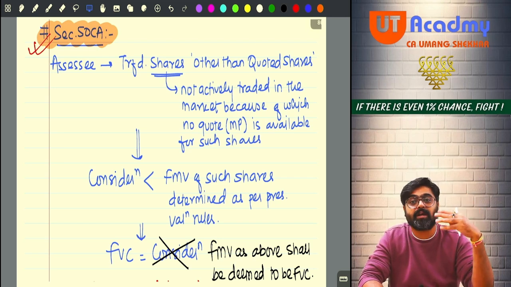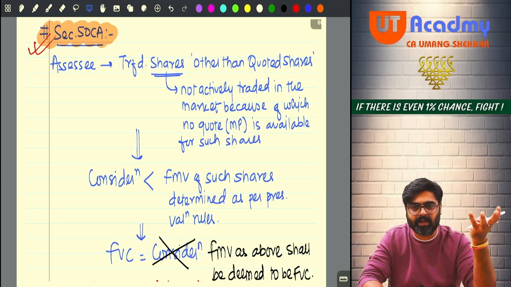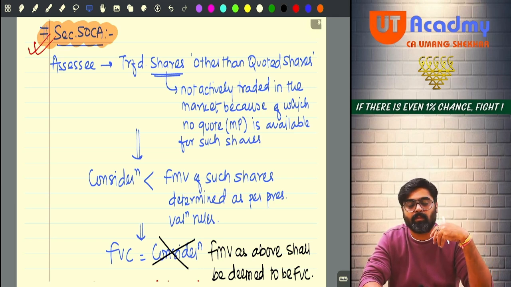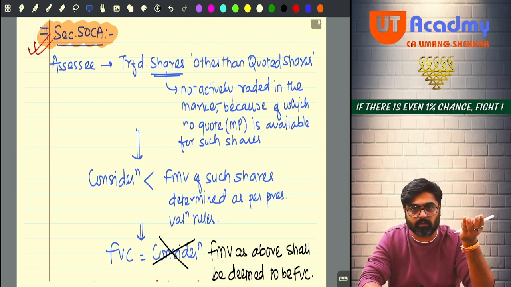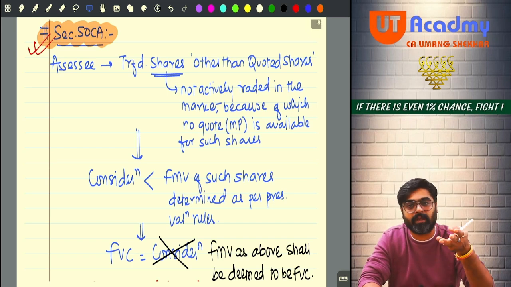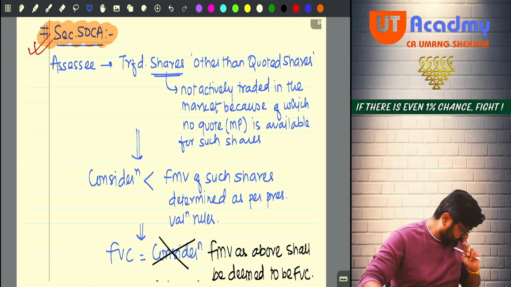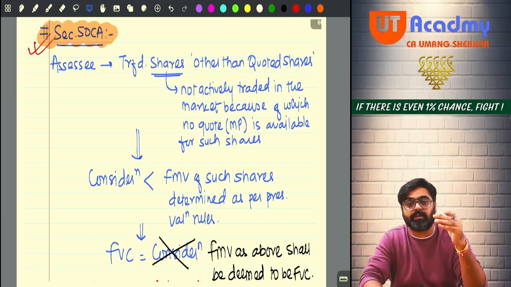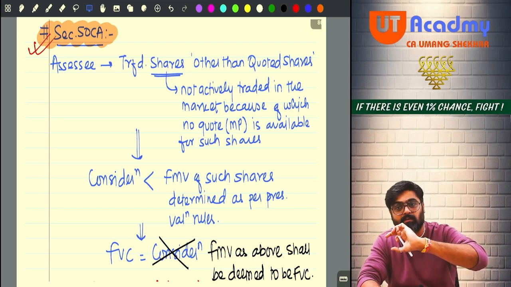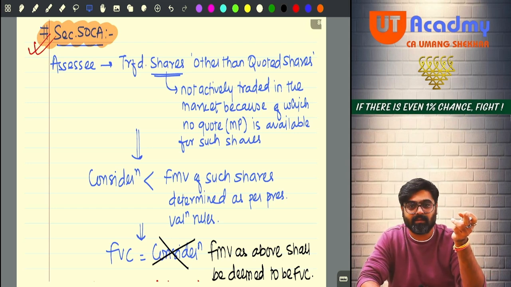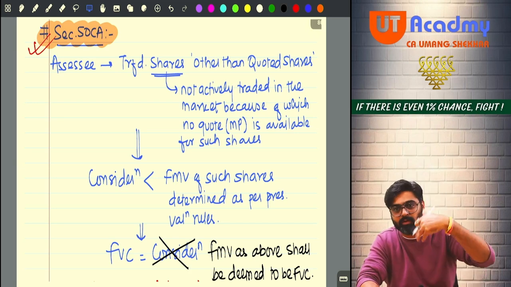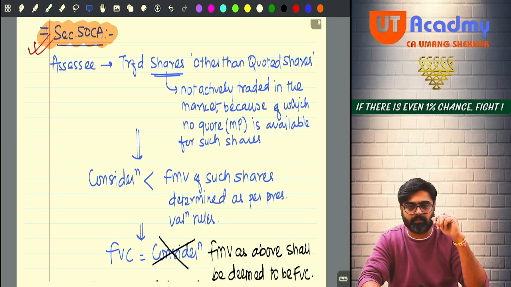All the shares which are listed, their market price is known. They are quoted shares. So their market quote is available. The shares which are regularly traded in the market, not necessarily on the stock exchange, but in the over the counter market also. There is a market which is outside the stock exchange also. That is known as the over the counter market, where the shares which are not actually listed but are about to get listed are traded. So there also you get the market quote and the market price.